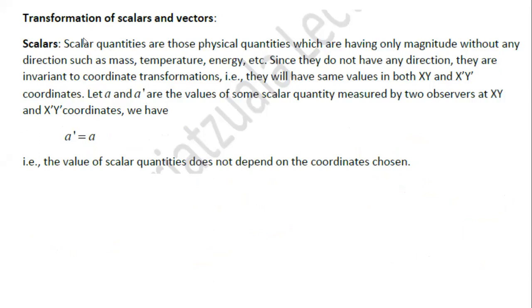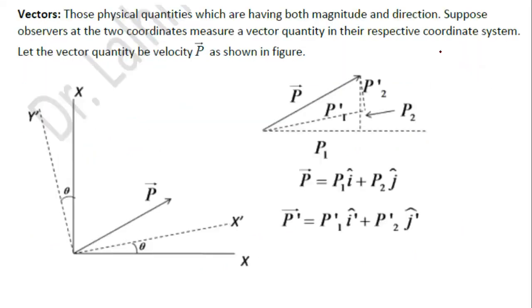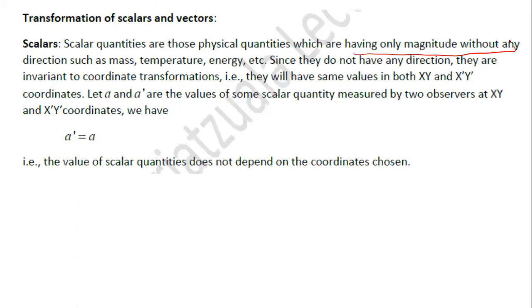So what are scalars? Transformation of scalars. Let us look at scalar quantities. Scalar quantities are physical quantities which only have magnitude, without any direction, such as mass, temperature, energy, etc. Now, suppose you measure the temperature at this point, and suppose you are in the x, y coordinate system, the unprimed coordinate system. You measure the temperature at this point, and you find that it is 26 degrees Celsius.